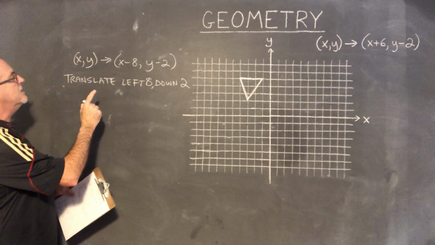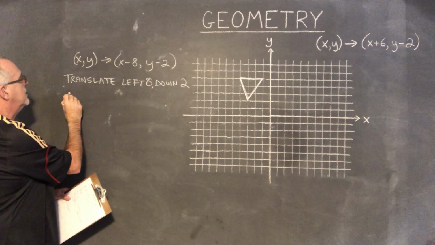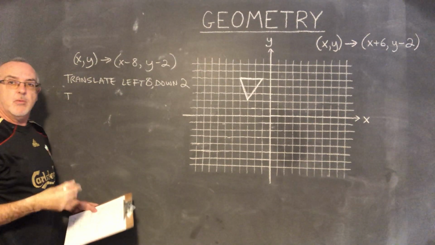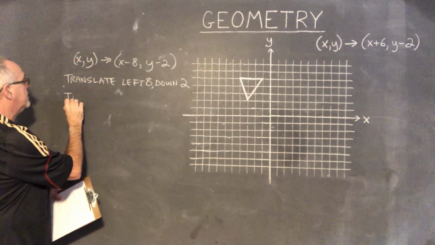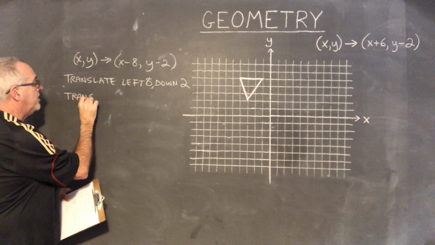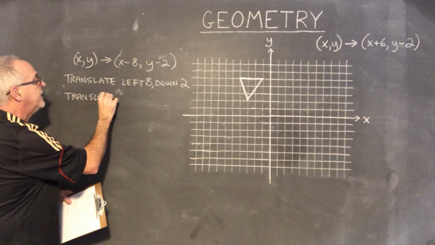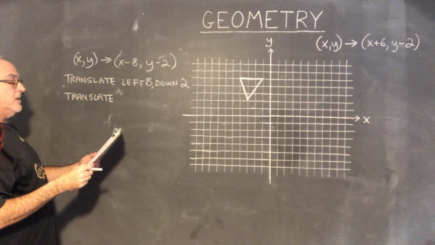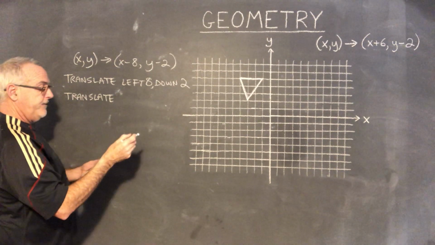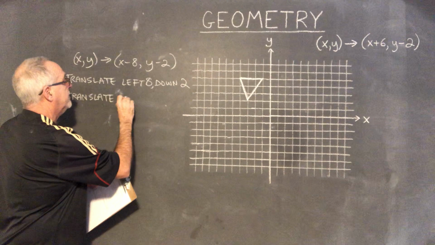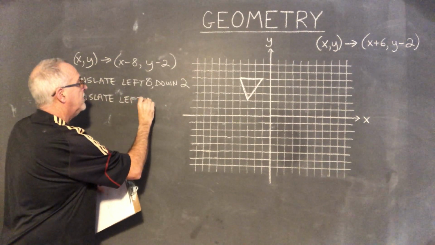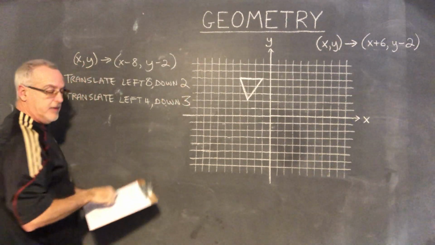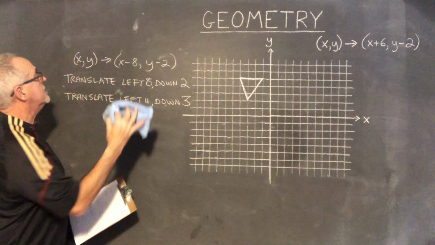Now I want to start with English. So in this example, I'm saying translate. I really have to write the word translate over and over again when I do this. It's really part of what we're doing, so I have to write it. Translate, my first one is going to be left 4, down 3. It's hard to even make it fit. Now I'm going to erase this.